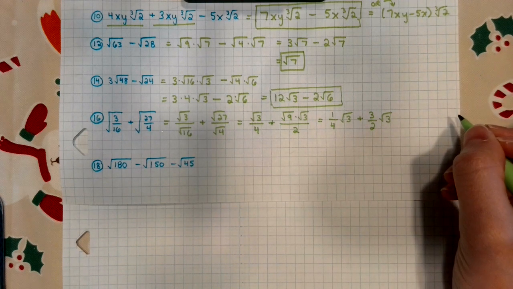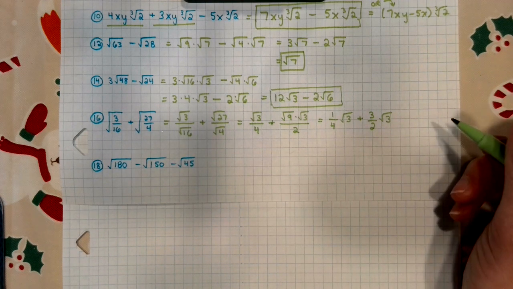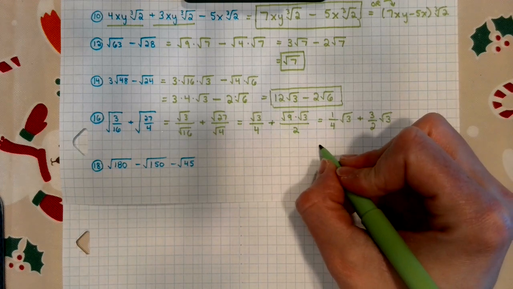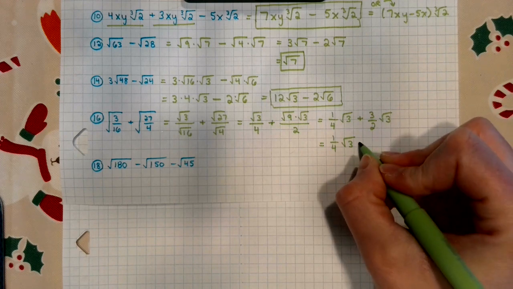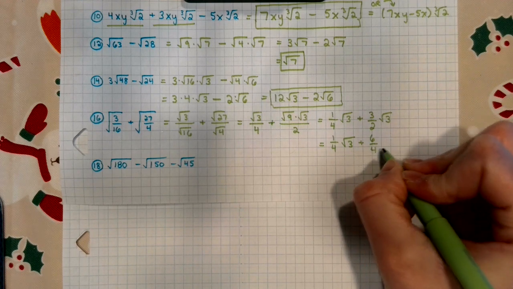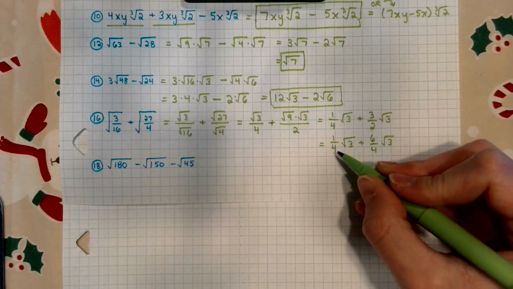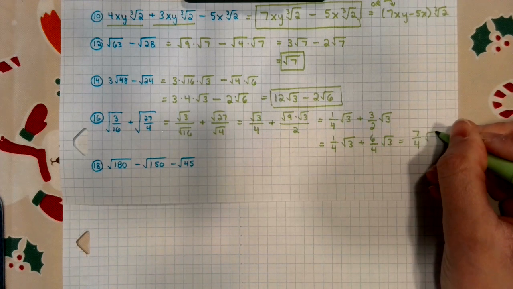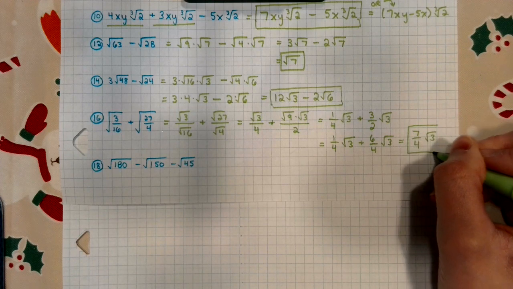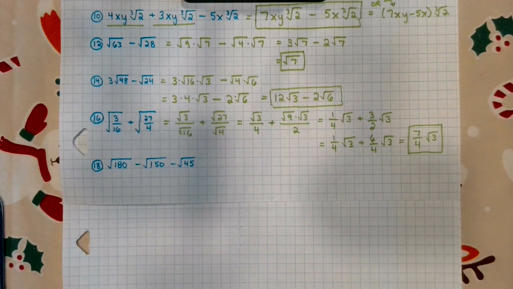So when we add fractions, we need to make sure that we have a common denominator. So here, we're going to have the 1/4 square root of 3. 3/2, we're going to rewrite as 6/4 square root of 3. And now adding these, we would have 7/4 and then square root of 3.